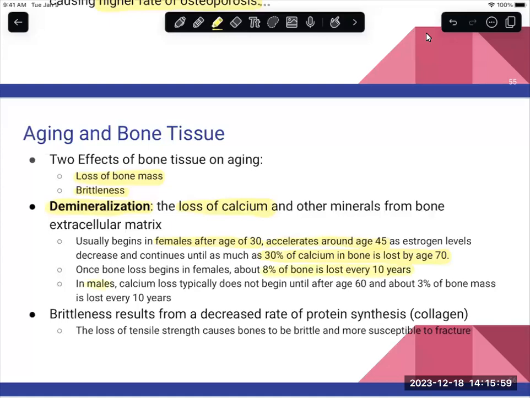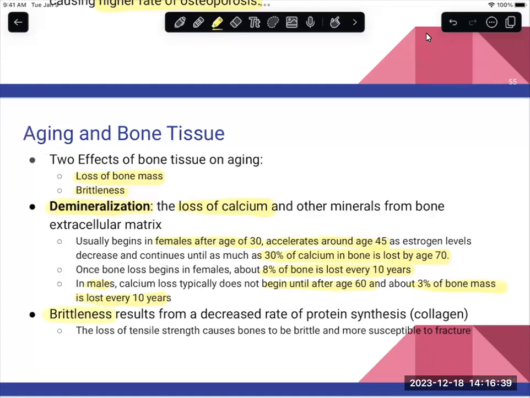Males, on the other hand, they don't start losing bone mass until after the age of 60. And they only lose about 3% of their bone mass every 10 years because the levels of testosterone in males does not drop like estrogens do in females. After menopause, females do not get estrogens from their ovaries anymore. They only get it from their adrenal glands in very small amounts, not enough to maintain bone mass. Unlike males, their testes can continue to produce testosterone to maintain their bone mass.